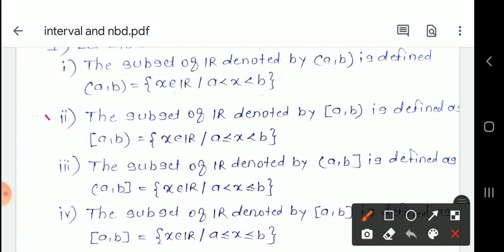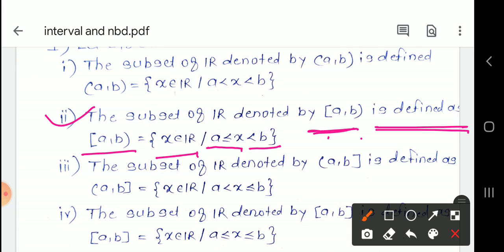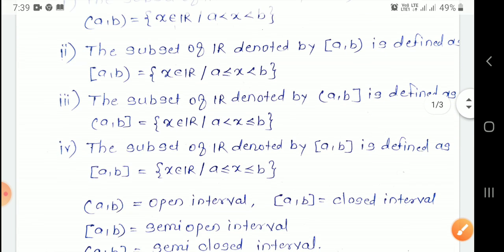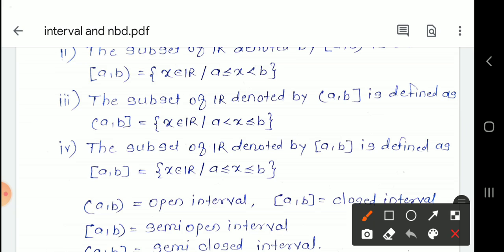Now the second point: the subset of R denoted by [A, B), closed at A and open at B. It is defined as the set of X belonging to R which contains the elements with A less than or equal to X less than B. That means it contains the elements X which are greater than or equal to A but strictly less than B.